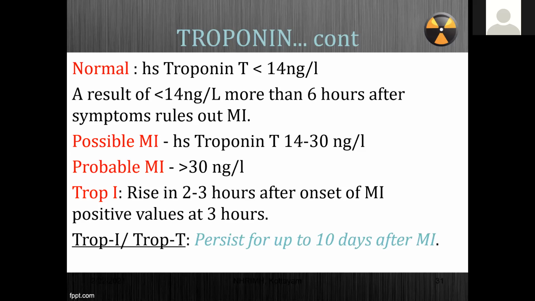Though the normal values are given on the side of the reports, we still have to consider possible MI, probable MI, and normal. And troponin I rises 2 to 3 hours after the onset of chest pain. Most important is on the first day after onset, it starts in 2 to 3 hours. Slowly it increases, reaches a peak, and ultimately persists for up to 10 days.